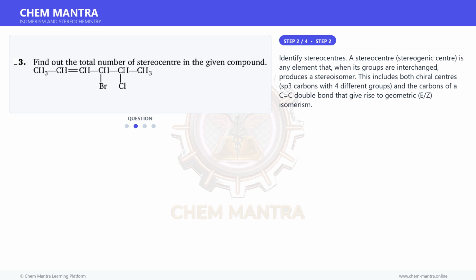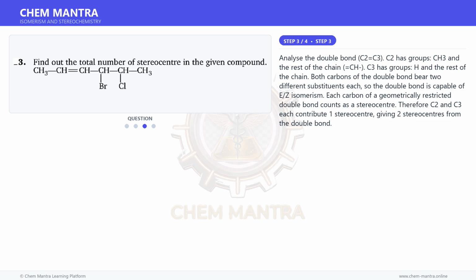Identify stereocenters. A stereocenter, or stereogenic center, is any element that, when its groups are interchanged, produces a stereoisomer. This includes both chiral centers, sp3 carbons with 4 different groups, and the carbons of a C=C double bond that give rise to geometric, E/Z, isomerism. Moving on to the next step.